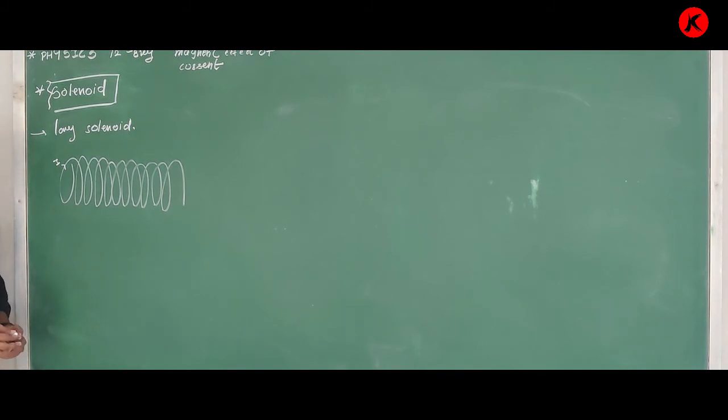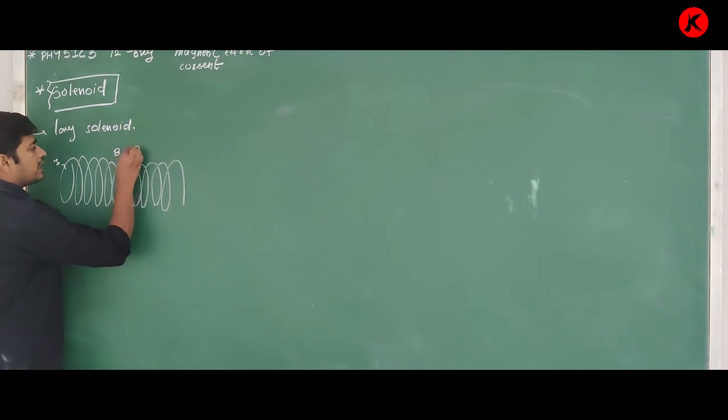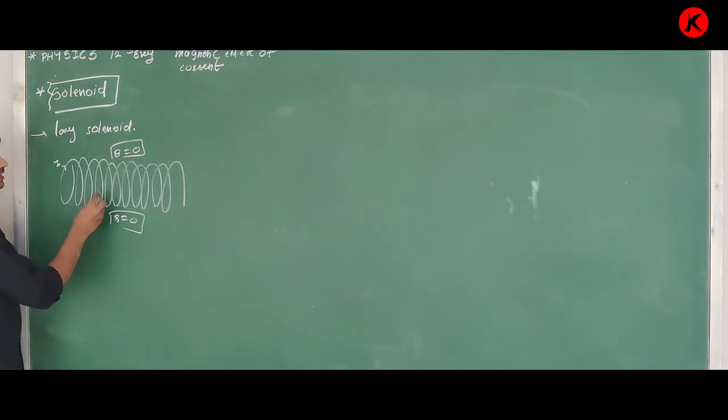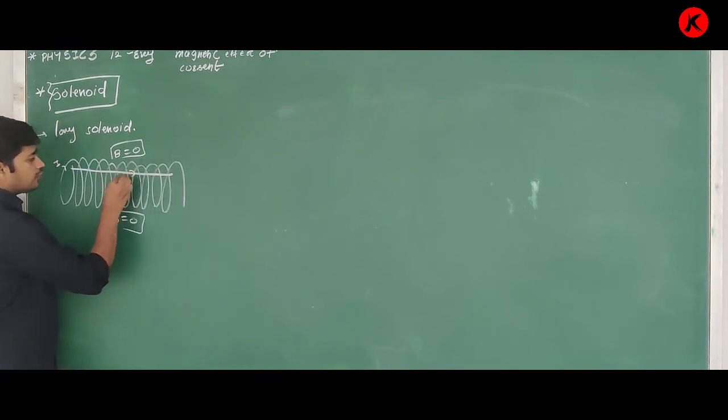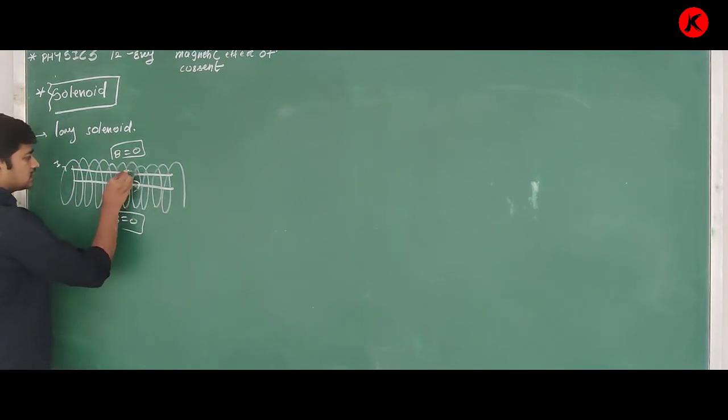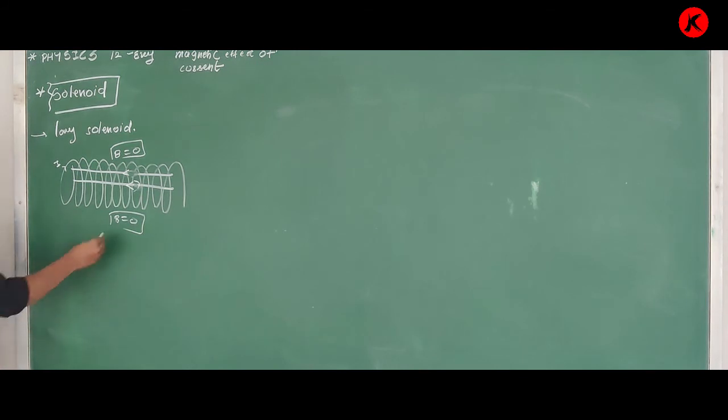In the same direction. Okay, you have to remember, for a long solenoid, the outside magnetic field is equal to 0, and inside, the magnetic field is uniform, and it is in this direction. Actually, you have to find the direction. For example, if current is flowing in this direction, then the magnetic field will be in this direction. If current is flowing in the opposite direction, then the direction of the magnetic field changes.